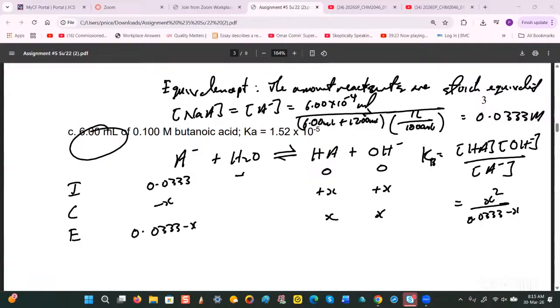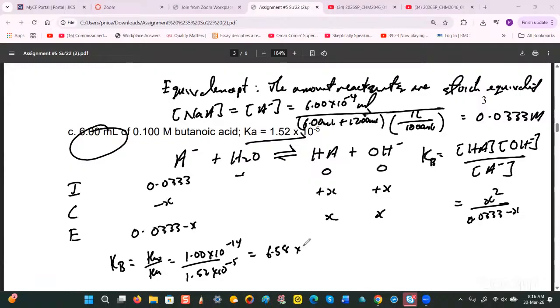Now, again, this is one of those situations where you won't be given the Kb for the conjugate base, but we know that the Ka for the acid is this, right? So we can write down an expression for Kb, which will be equal to Kw divided by Ka. So Kw is 1.00 times 10 to the minus 14, and Ka is 1.52 times 10 to the minus 5, right? So that would be equal to 1 times 10 to the minus 14 divided by 1.52 times 10 to the minus 5. According to my calculation, this works out to be 6.58 times 10 to the minus 10.